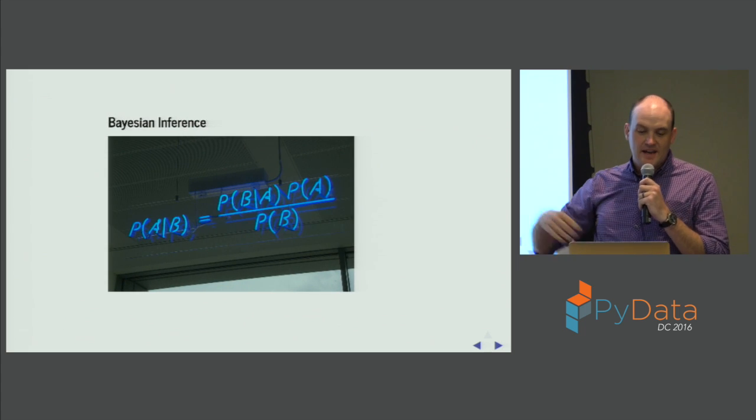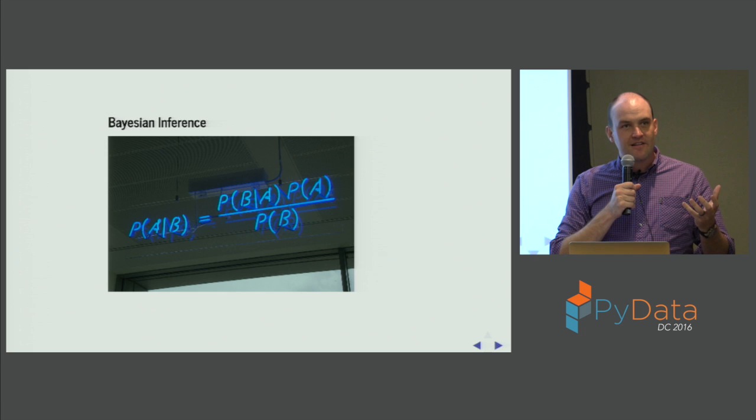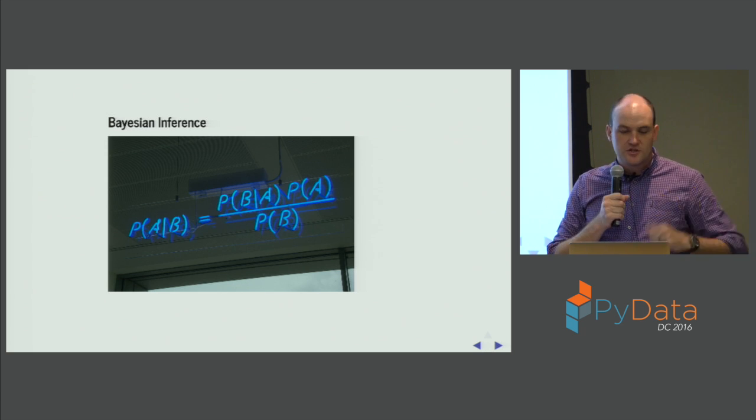So let's just start by going over some details of Bayesian inference, because variational inference is really just another approach to Bayesian inference.